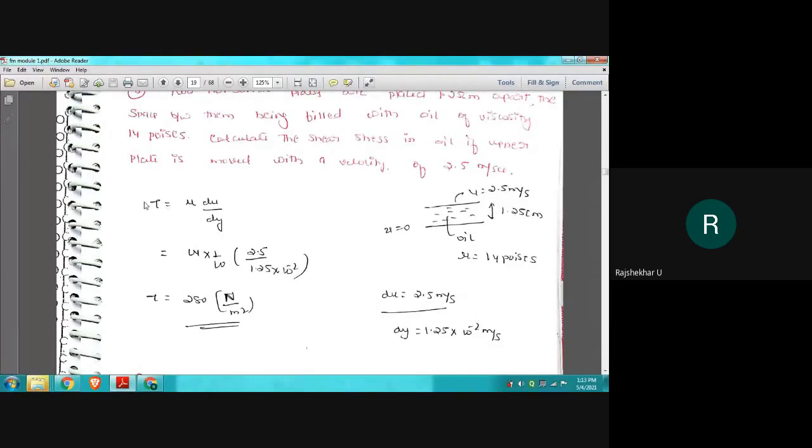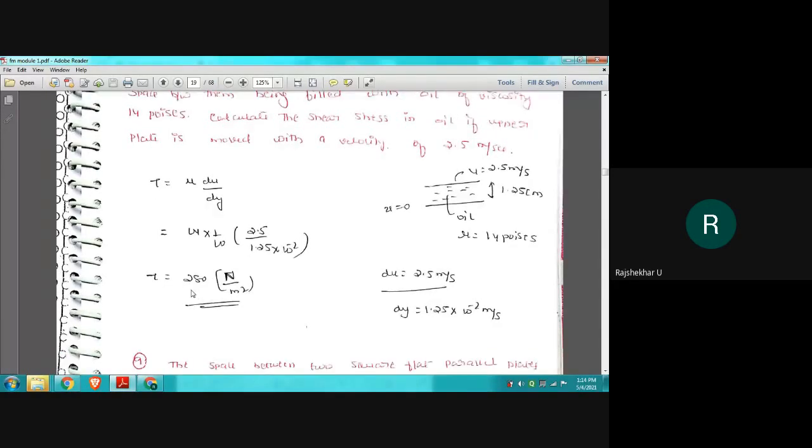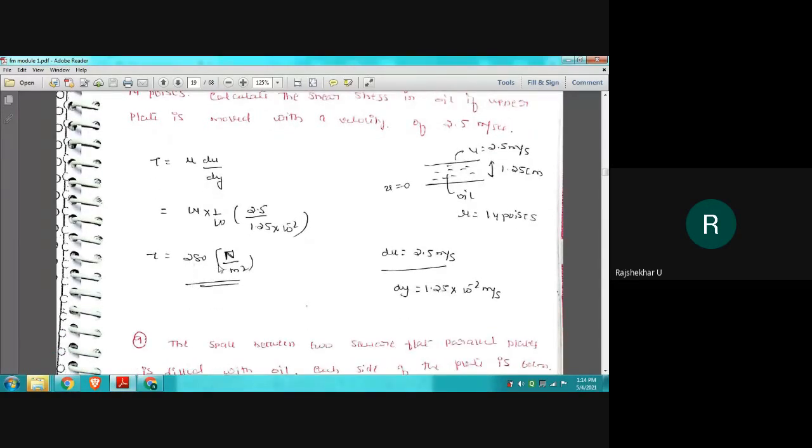So this is the equation: tau is equal to mu into du by dy. Okay. Then substitute the values. So it is 14 by 10. Then inside the bracket, 2.5 meter per second is the velocity du. Then dy is 1.25 into 10 power minus 2. So if you calculate, you will get the value to be 280 Newton per meter square.